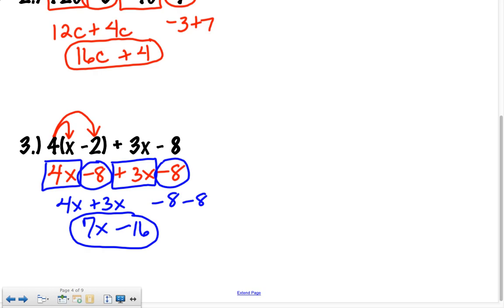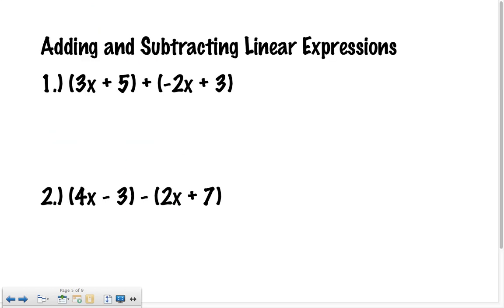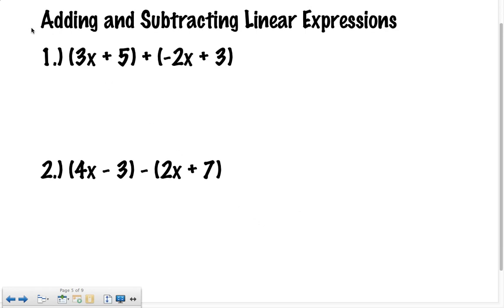Okay, going on to the next problem. We're going to add and subtract linear expressions. They like to put parentheses around these linear expressions to show you that there are 2 of them adding together. So what we're going to do is rewrite them without the parentheses, and that's going to help us when we box and circle.